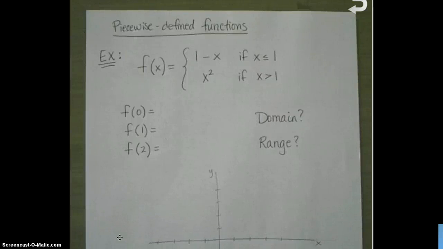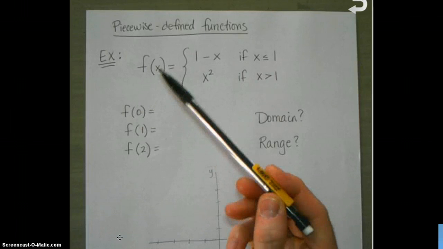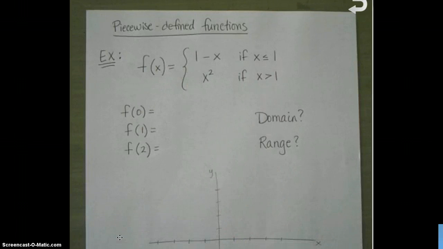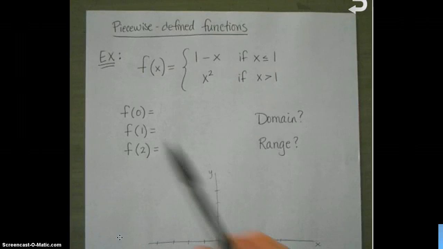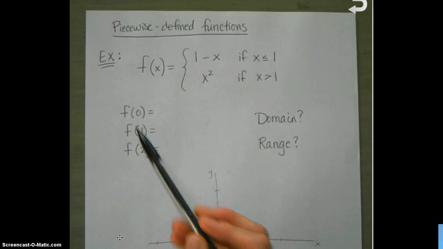Hi, it's Mrs. Yake. I just want to do one piecewise defined function example with you so you have something to refer to when trying these problems tonight. First of all, let me remind you that piecewise functions are just that, functions, and therefore, in this example here, every time you plug in a number for x, you will get one and only one answer out for your output. Before we graph this, I want to evaluate this function at 0, 1, and 2.